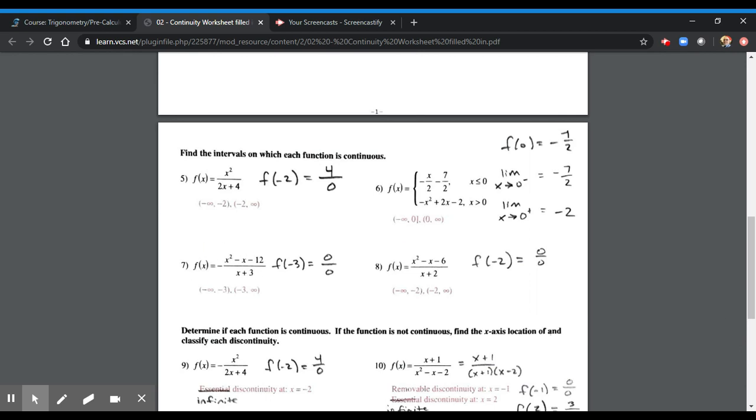All right, let's look at this one. Number 7. f of x is equal to negative x squared minus x minus 12 all over x plus 3. Well, f of -3 would give me a 0 denominator, and also a 0 numerator as well. So 0 over 0 tells me that there's going to be a hole in the graph there. So negative infinity to -3, and then from -3 to positive infinity.